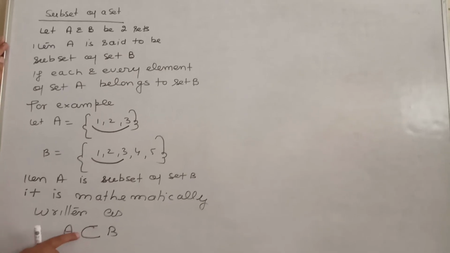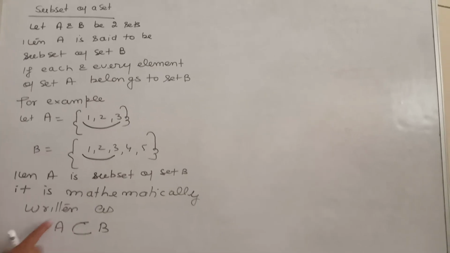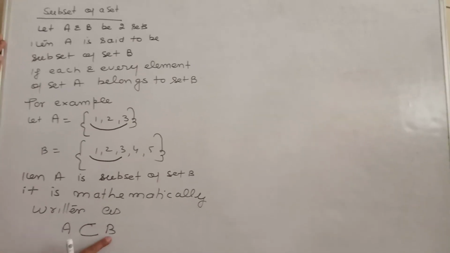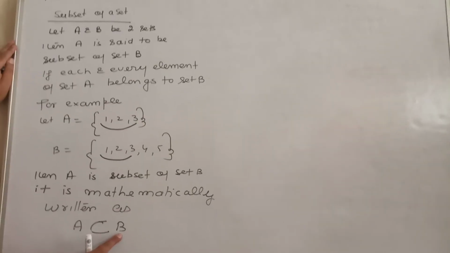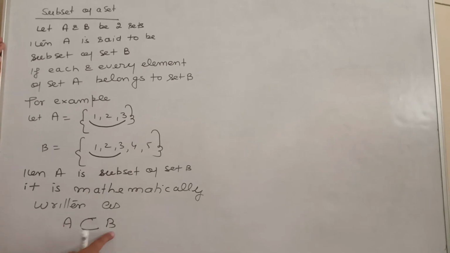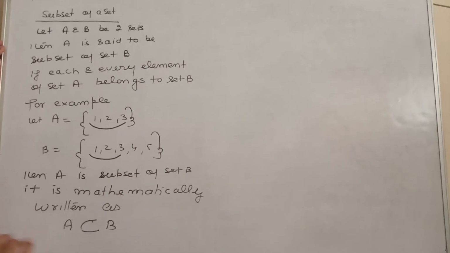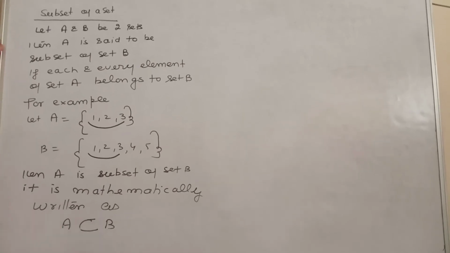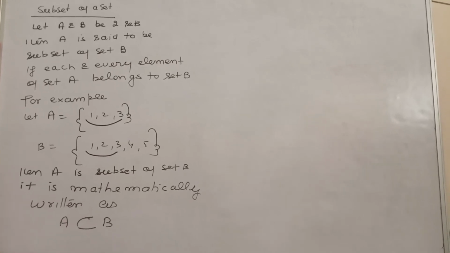This is the closed portion towards A, the smaller set, and the open portion towards the bigger set. It is also said that B is a superset of A, but that is not in our range. We will not discuss the word superset further. We will discuss just A is a subset of set B.